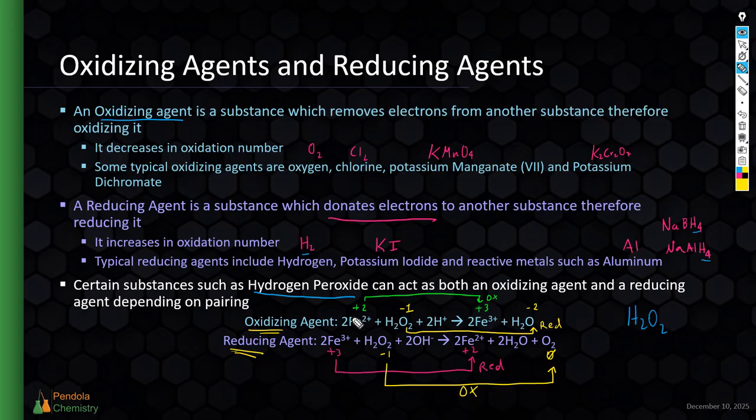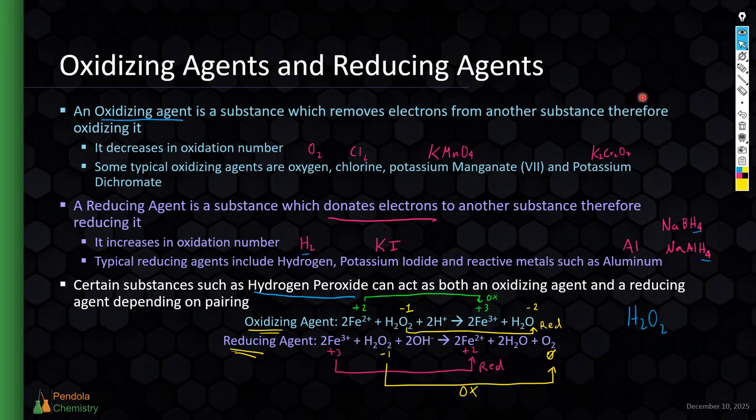And so hydrogen peroxide in this case can act as both an oxidizing or a reducing agent depending on which type of other chemicals we combine it with. And that's again because of its particular stance, where it has both hydrogen and oxygen in large amounts.